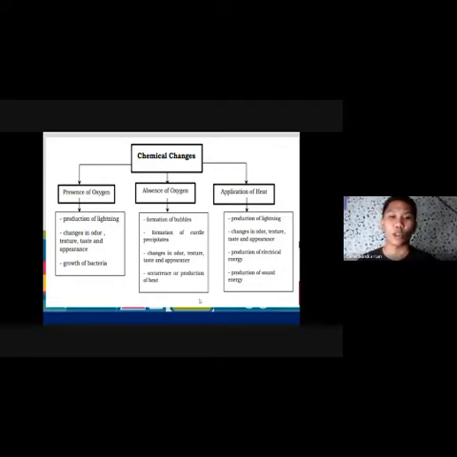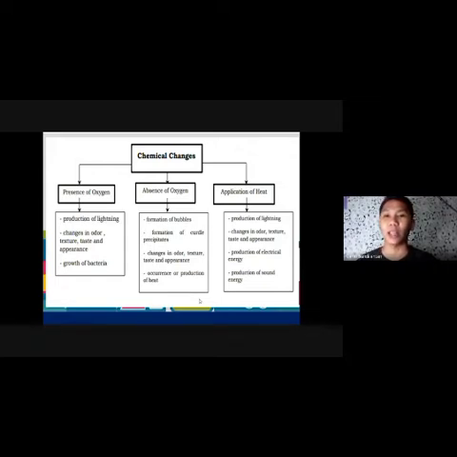precipitates. So change in odor, texture, taste, and appearance as well, and production of heat. So yun, absence of oxygen yun. So magkakaroon kaya ng apoy kapag walang oxygen? Of course, hindi. Kasi kailangan ng apoy yung oxygen. So later on, let's find out. May activity tayo doon na mangyayari.